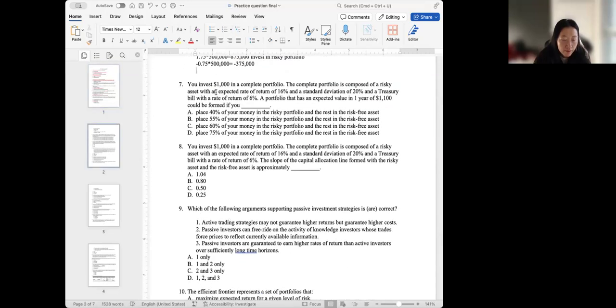And move on, you invest 1,000 in a complete portfolio. The complete portfolio is composed of a risky asset with an expected rate of return of 16% and a standard deviation of 20%, and a treasury bill with a rate of return of 6%. A portfolio that has an expected value in 1 year of 1,100 could be formed if you... okay, all right. So we need to calculate the return first.